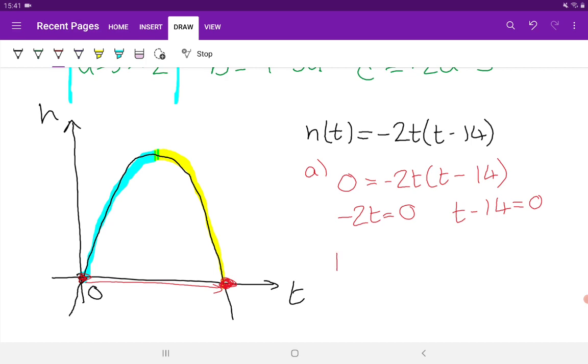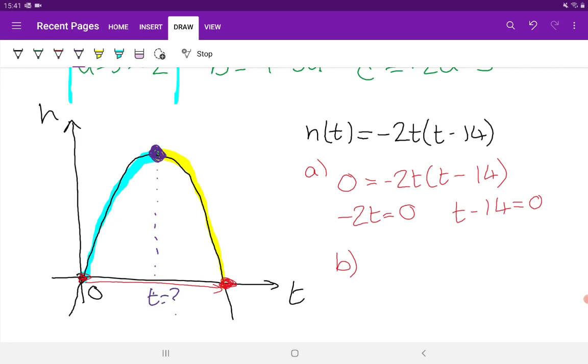Okay, then part B, what is the maximum height reached by the rocket? Well, we can see that from the graph. The maximum height reached by the rocket is at that point there. Okay, so we need two things. First of all, we are going to need when that height occurs. So after how many seconds?